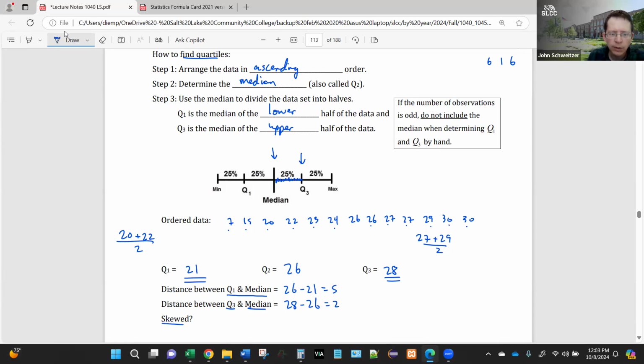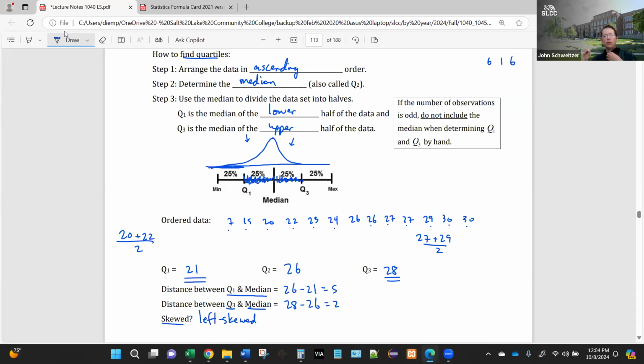So it's asking us if it's skewed. How can we determine that? Well, think about what those two numbers are telling us. They're telling us that this distance here is more than twice this distance here. So if we were to imagine a histogram, wouldn't this side be more spread out than this side? So it might look something like that if we were to draw a histogram. Yeah, because again, this distance here is twice this distance here. So it's a little bit more compact on the right and a little bit more spread out on the left, which to me indicates that it's probably left skewed.